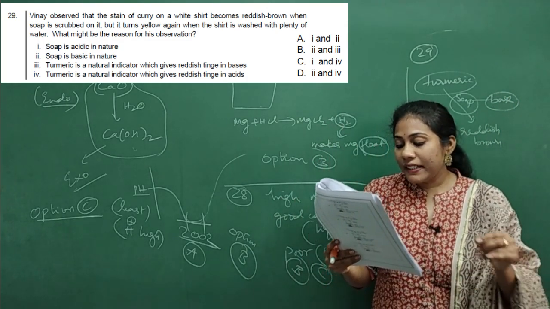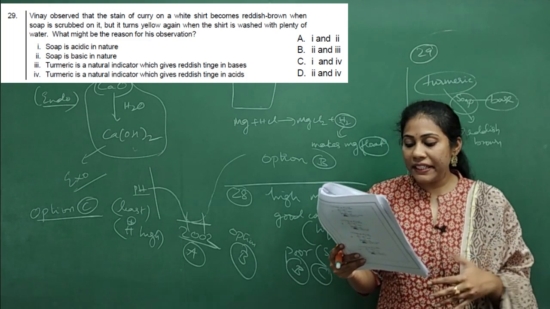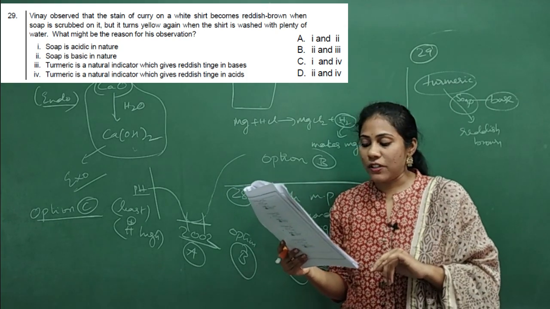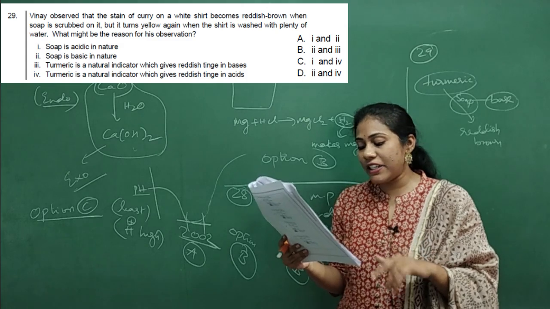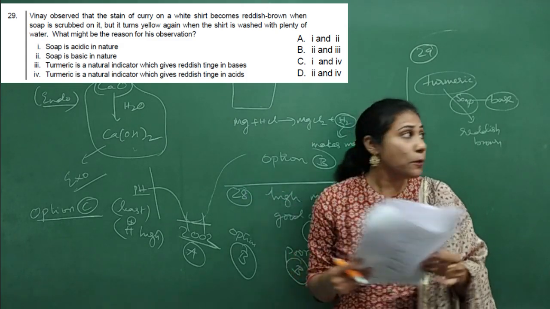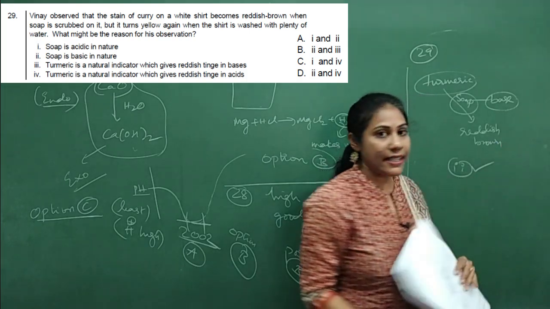Fine. But it turns yellow again when the shirt is washed with plenty of water. What might be the reason for his observation? You read out the 4 sentences. Soap is acidic in nature? No, it's wrong. Soap is basic in nature? Yes, soap is basic. So we can agree the second sentence is correct.